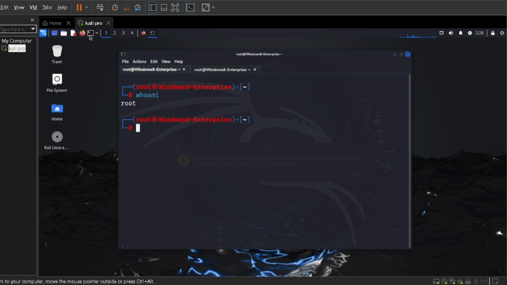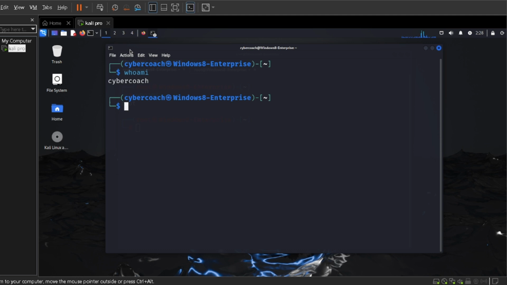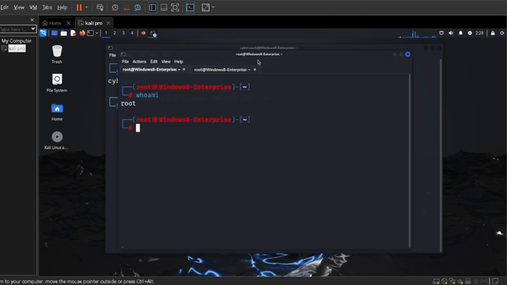See, when I type whoami here, it prints me back root, because I am in this section of the computer logged in as root. But let's say I open the other terminal, and then I say whoami. See what it's saying. Interesting. Hey guy, you are cyber coach here. But if I type in the other side, you are root here.